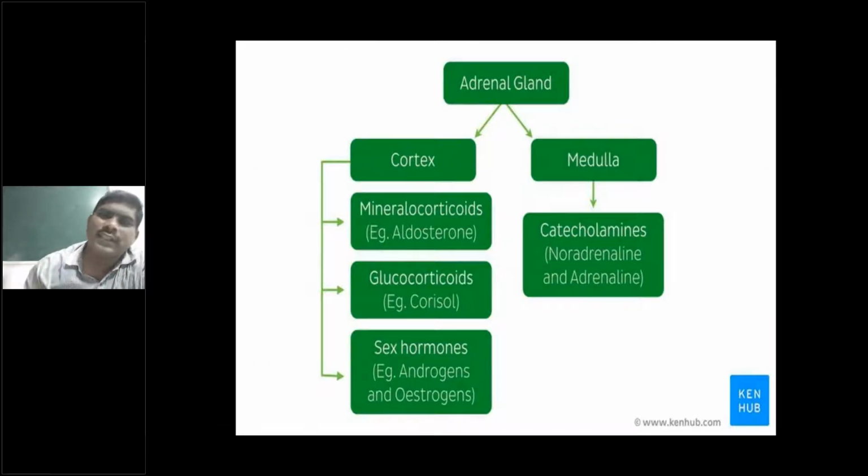This cortex secretes three different types of hormones. Overall, the adrenal gland secretes nearly 50 different types of hormones. Out of 50, some have very potent biological functions, for example mineralocorticoids, glucocorticoids, and sex hormones. All these are released from the cortex, while the inner medulla secretes the catecholamines, noradrenaline and adrenaline. Examples: the mineralocorticoid aldosterone, the glucocorticoid cortisol, and the sex hormones androgen and estrogen.